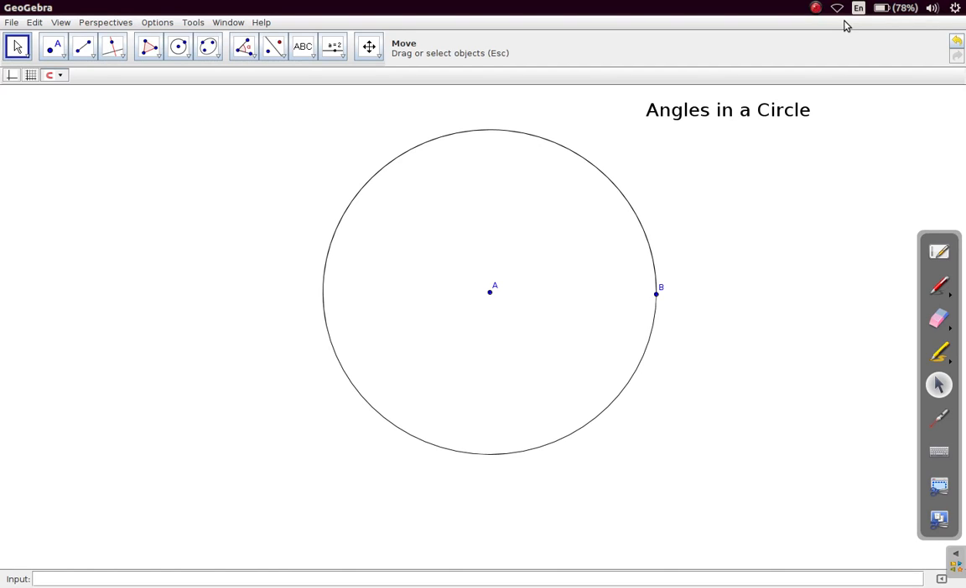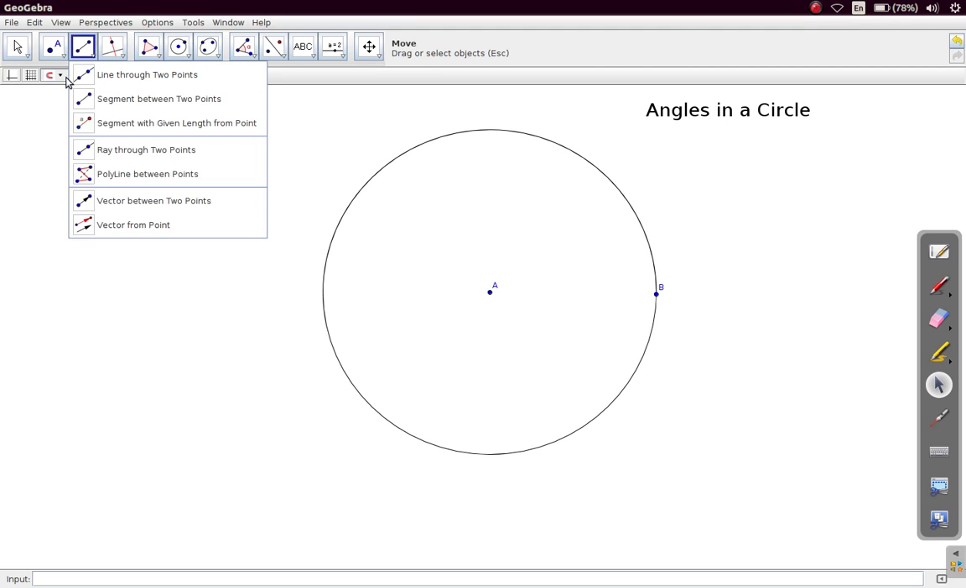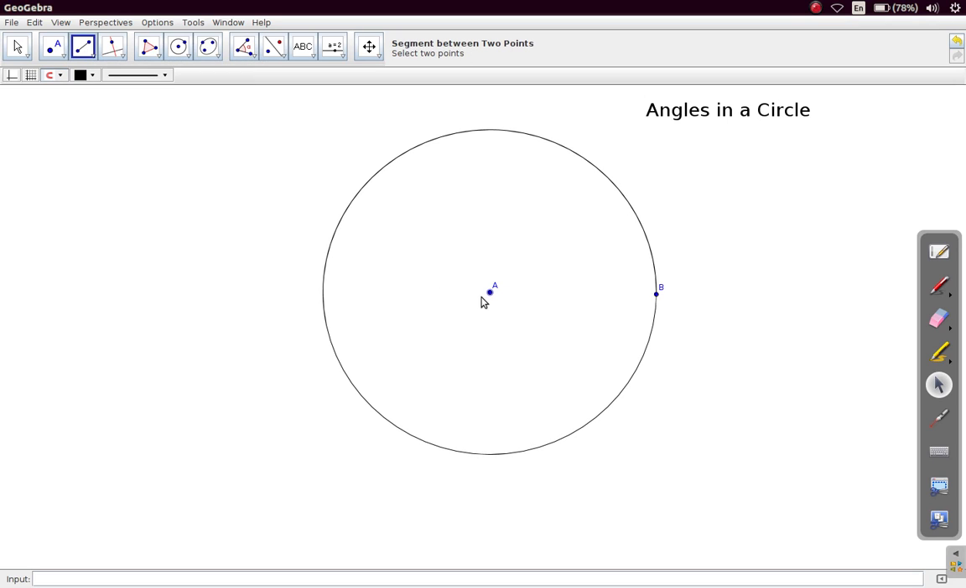Let us look at angles in the circle. Now, let us draw our chords. Say we have two chords, or two radii, I should say. Then we have two chords now. Say this chord and this chord.